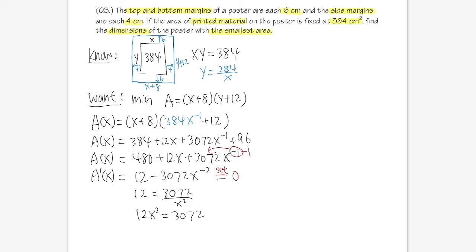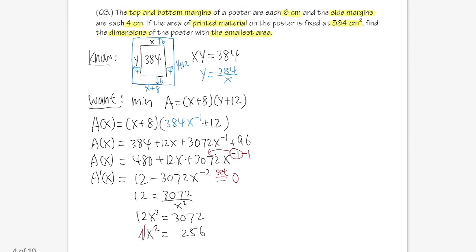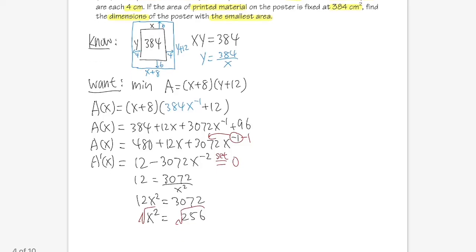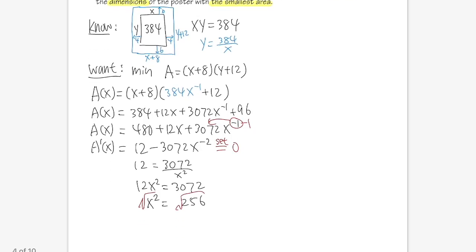Then do the usual algebra. Divide the 12 on both sides, we get 256. X squared is equal to 256. And just take the positive square root on both sides. Again, it's usually plus or minus, but in this case, the negative doesn't matter. When you take the square root of 256, you get 16. So critical number at x equals 16.